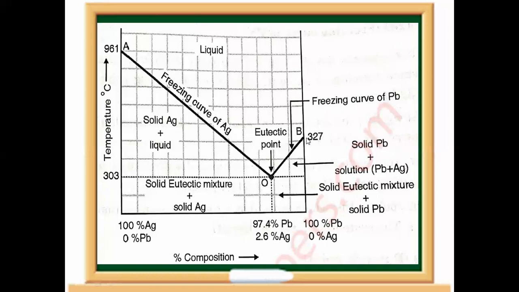ठीक है, B is beginning at a temperature of 327 degrees Celsius and terminating or ending at point O. ठीक है, now let us study this. ये जो 327 डिग्री सेल्सियस है at point B, it is the melting point of lead. It is the melting point of lead where molten lead is taken. To this molten lead, quantities of silver are added.